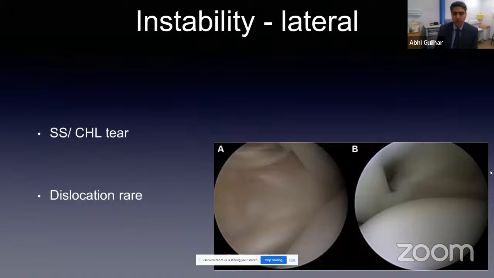Lateral instability is usually caused by tear of the coracohumeral ligament, or more commonly the supraspinatus. Now, the biceps very rarely dislocates, but as I said earlier, this can cause damage to the humeral head by constant micromotion and lateral movement of the biceps. And if we are going to fix the rotator cuff tear, often you have to address the biceps as well.